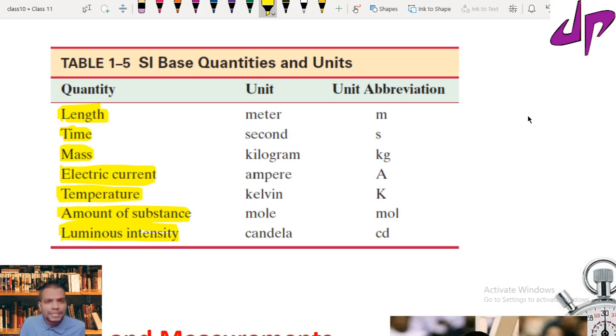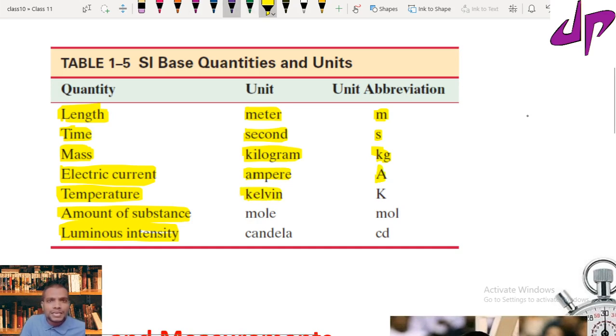I hope you know what is the length. Length we will measure in terms of meter, so we can use an abbreviation unit, lowercase m, and time for second, so that is also lowercase s. Mass, it's a kilogram, kg, and electric current unit goes to ampere, it's capital A, and temperature units are kelvins.